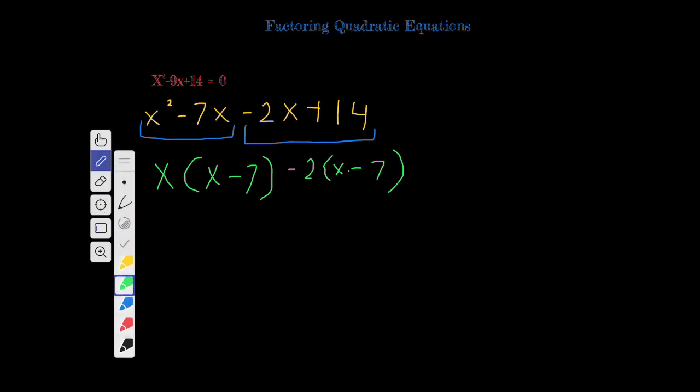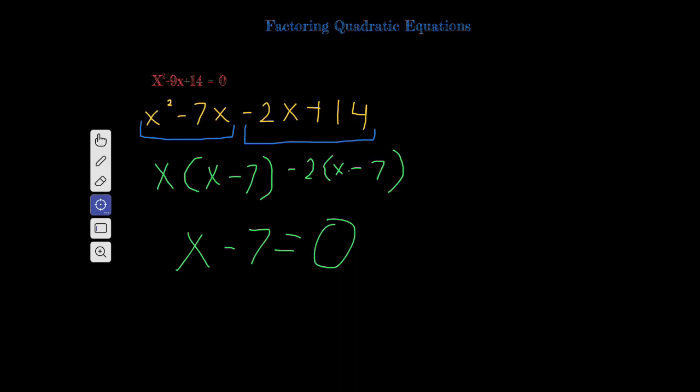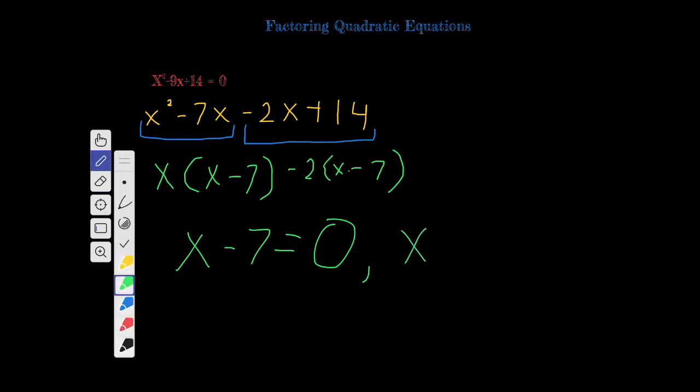Now, what we need to do is take x minus 7 from these parentheses. We just write x minus 7 equals 0. And then we also need to write one more equation. Then we need to write x minus 2. First we wrote what was inside the parentheses. Now we write what's outside the parentheses. So x minus 2 equals 0. And then we need to solve for x.